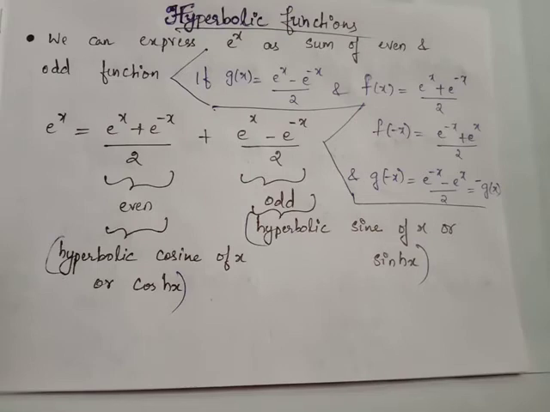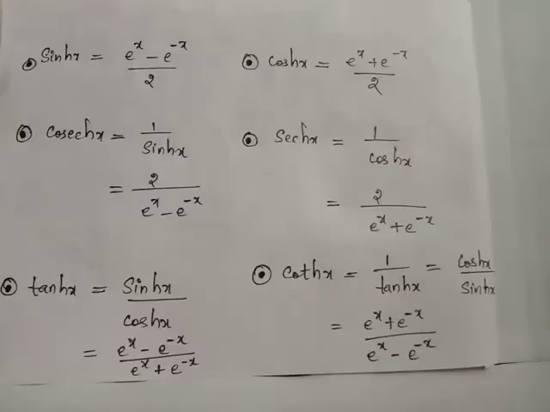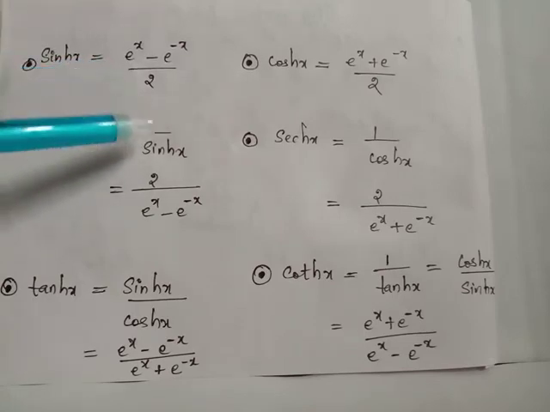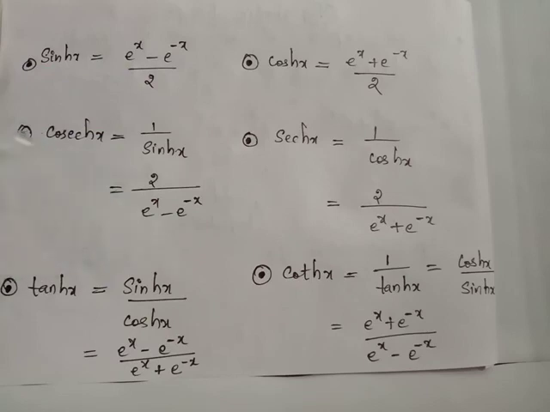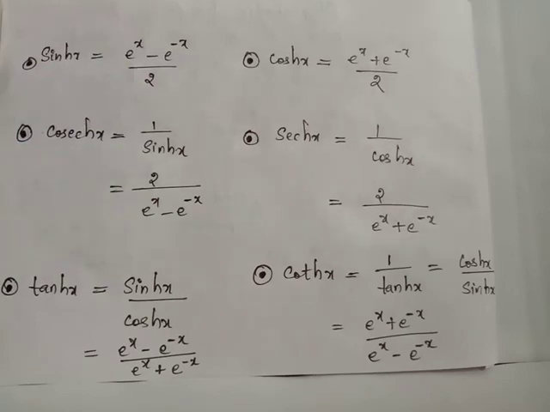Having obtained the expressions for cos hx and sin hx, we can now define 1 by sin hx, which is equal to cosec hx, and 1 by cos hx, which is equal to sec hx, and tan hx and cot hx. We have cosec hx equals 1 by sin hx, that is reciprocal of expression of sin hx. Therefore, cosec hx equals 2 by e raised to x minus e raised to minus x. Similarly, sec hx equals 1 by cos hx, which is equal to 2 divided by e raised to x plus e raised to minus x.